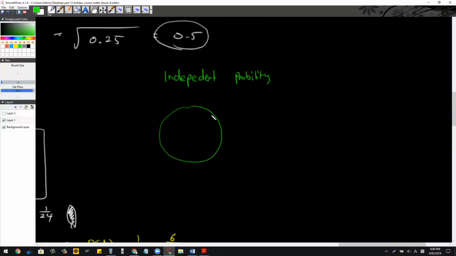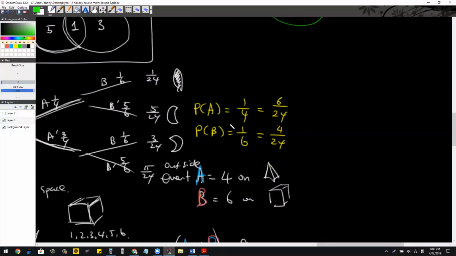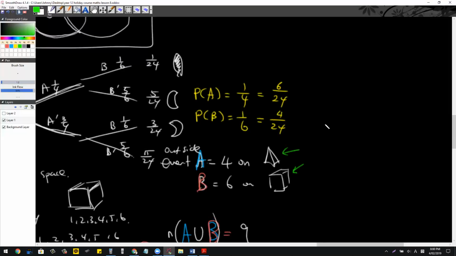So let me ask you this. Is event A independent from event B? What that means is, does what you get on the tetrahedral die influence what you get on the cubical die? The answer is no. They are two separate events and they don't influence each other. So they're independent. So that's what it means.